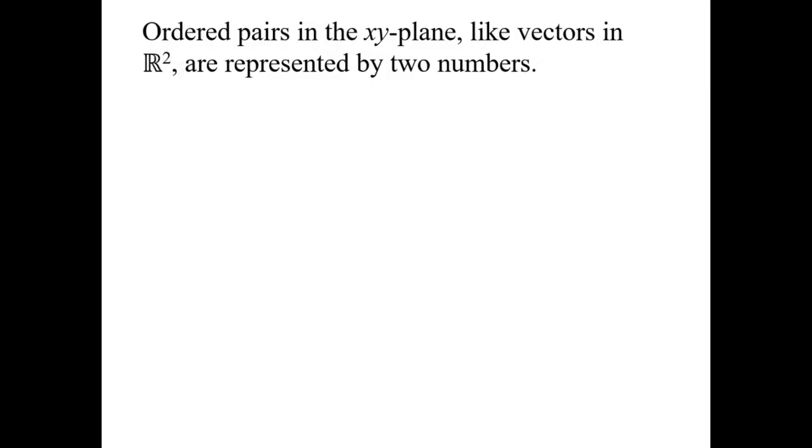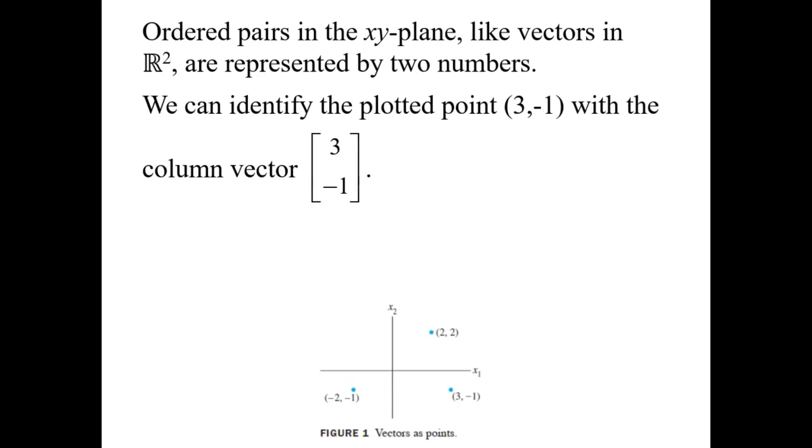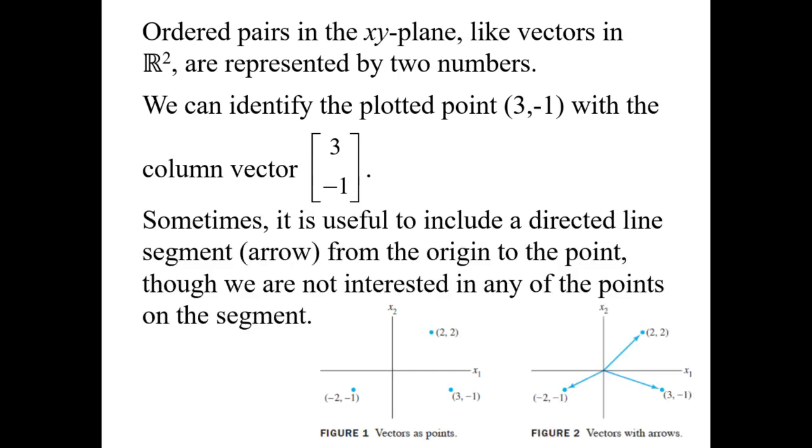Graphing-wise, ordered pairs in the xy-plane, like vectors in R2, are represented by two numbers. What I mean is, if we were to graph a point like the point (3, -1), we could also represent this with the vector (3, -1). Notice at the bottom here, we have the point (3, -1). Sometimes it's useful to include a directed line segment with an arrow from the origin to the point. So instead of graphing the point, we could draw this vector starting at the origin and ending at the point (3, -1), like that.